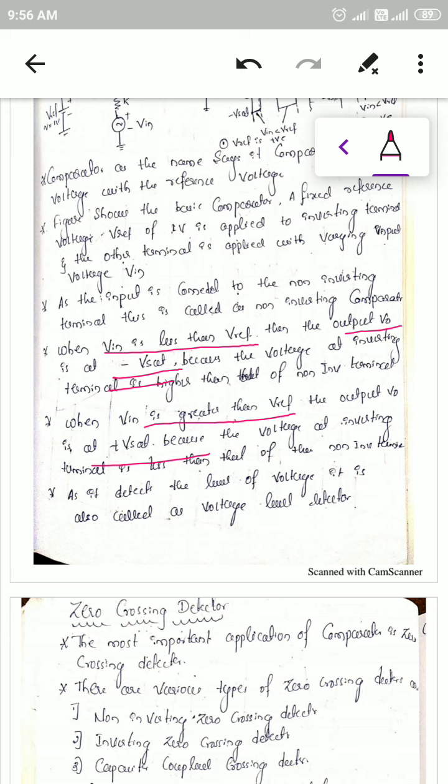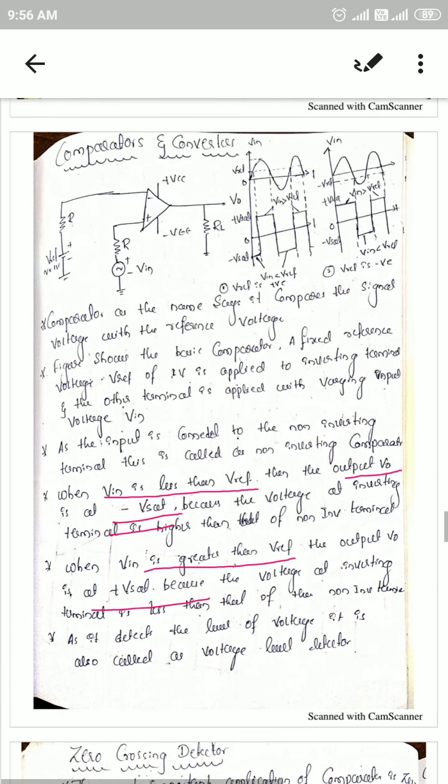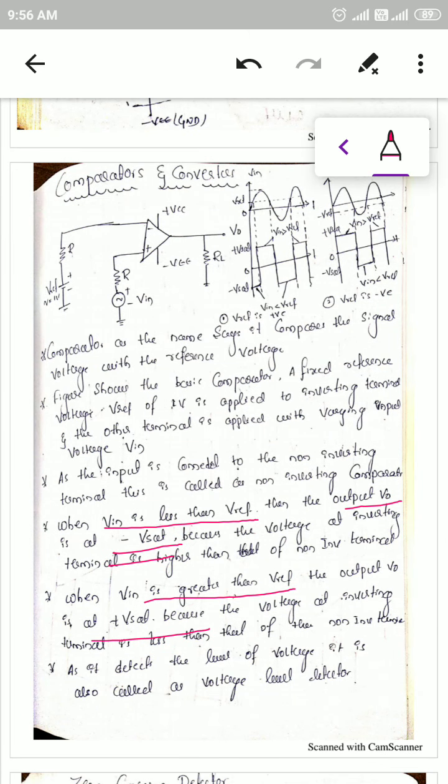So when the input voltage is less than the reference voltage, the output will be at the negative saturation. When the input voltage is more than the reference voltage, the output will be at the positive saturation. That is the difference in this case. This is what we studied here, the non-inverting type of the comparator.